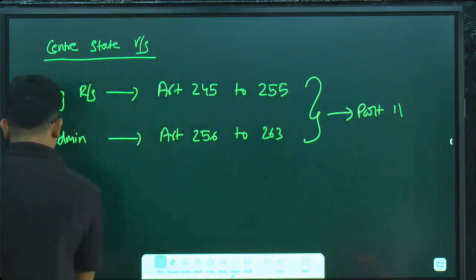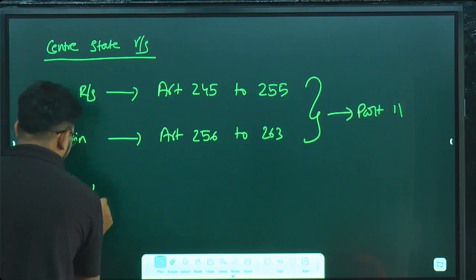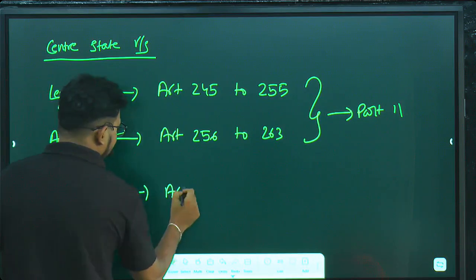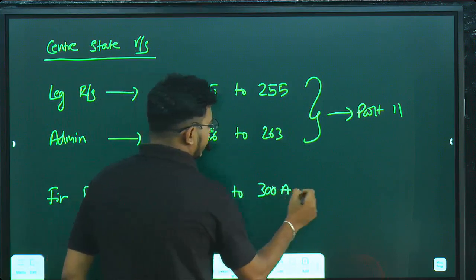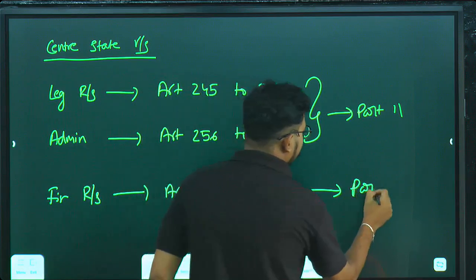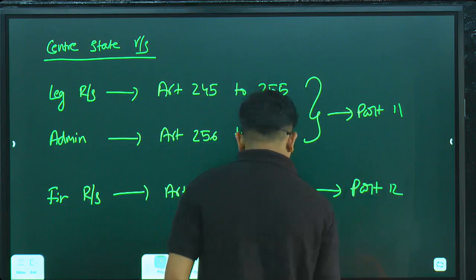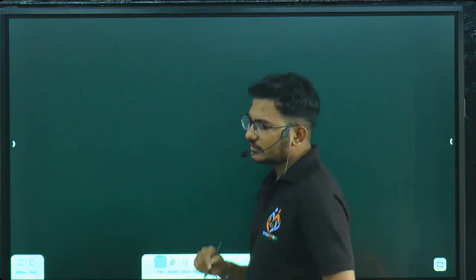And then we have seen financial relations, Article 264 to 300A. So this comes under Part 12. And then we have covered the interstate relationship, Article 263.